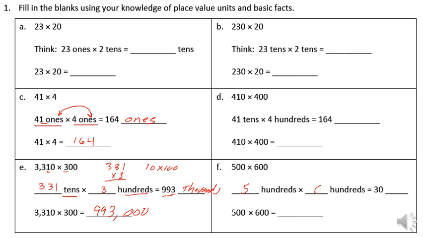Our last one, we have 500 times 600, and we know we have 5 hundreds times 6 hundreds equals 30, because 5 times 6 is 30. But we're multiplying 100 times 100, and we're going to end up with 10,000. So it'll be 30 10,000s. So we know 500 times 600 will be 30 10,000s.